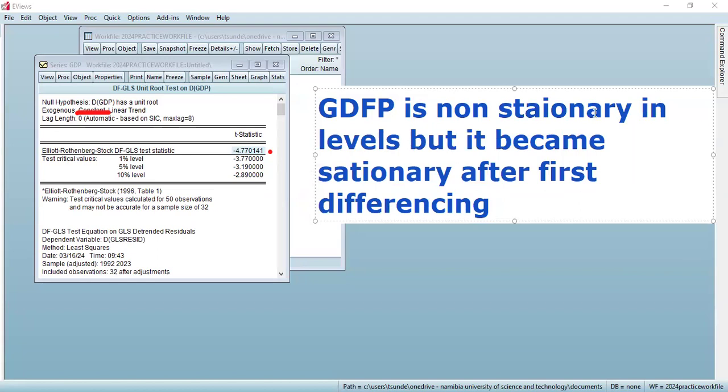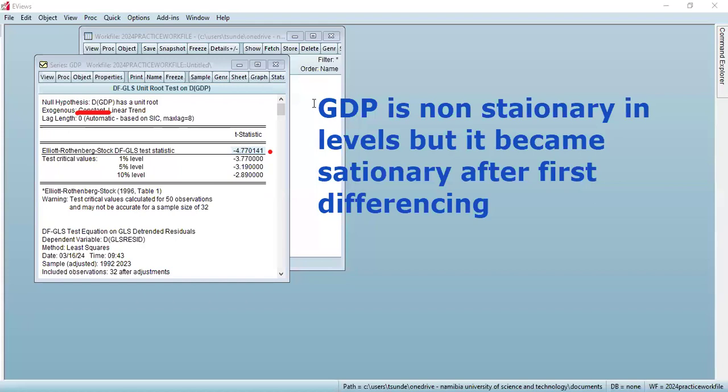GDP is non-stationary in levels because we found that the calculated t-statistics were actually greater than the critical values. And we said GDP is non-stationary in levels because of that. But after first differencing GDP, GDP became stationary by using both tests with a constant and a constant and trend. So GDP is non-stationary in levels, but it becomes stationary after first differencing. That is the conclusion we come to. I hope this clarifies everything. And like I said, this is the correct terminology that you are supposed to use. All right.